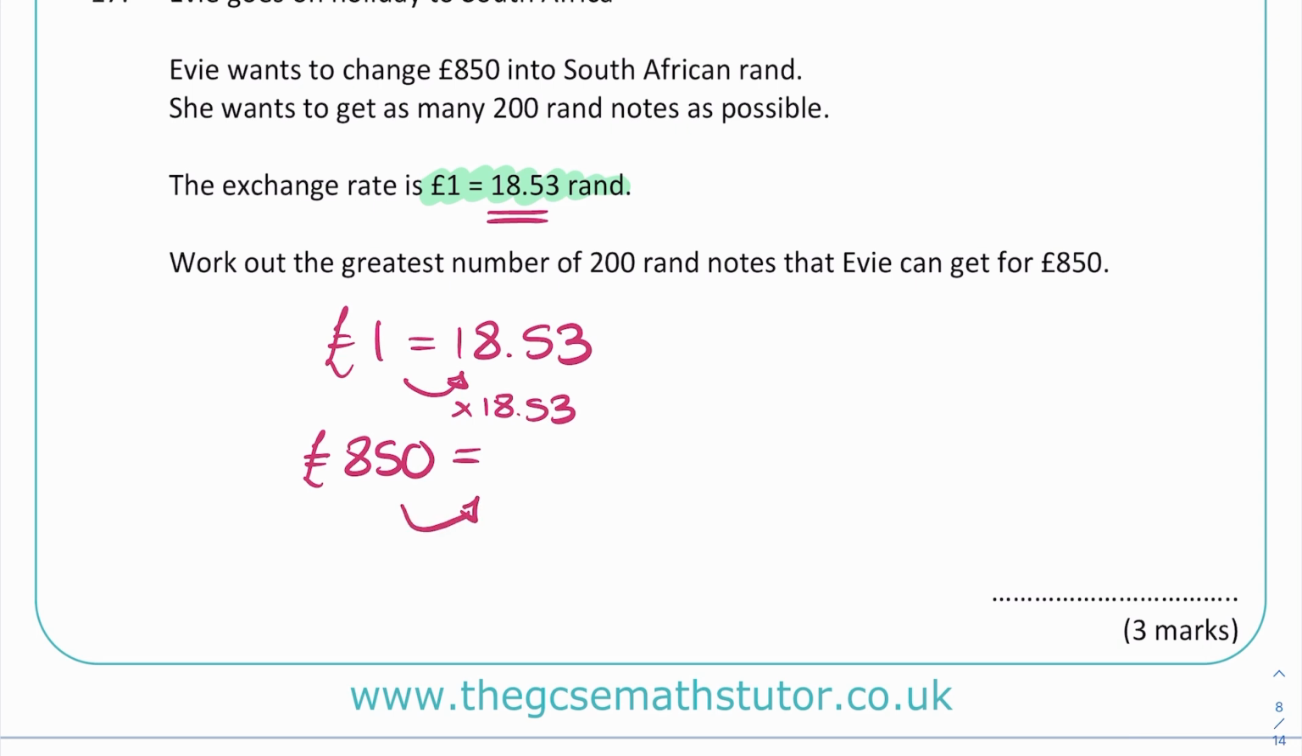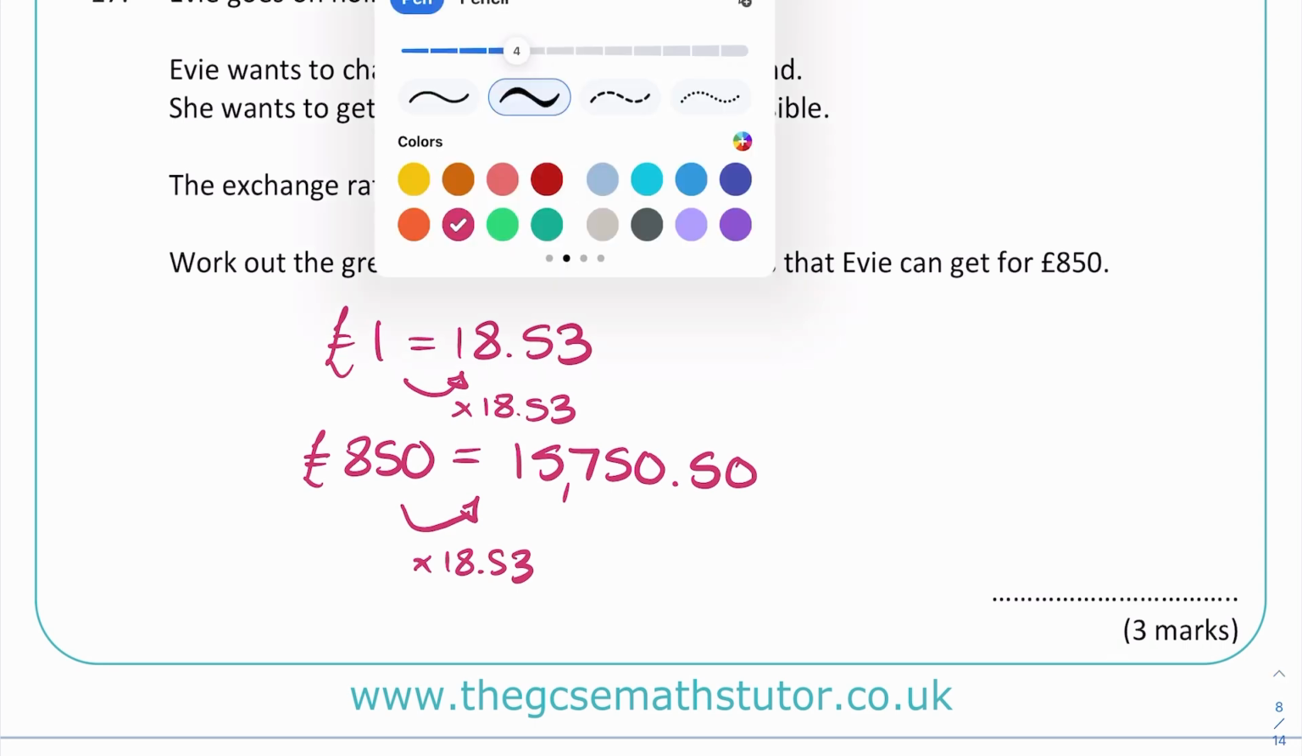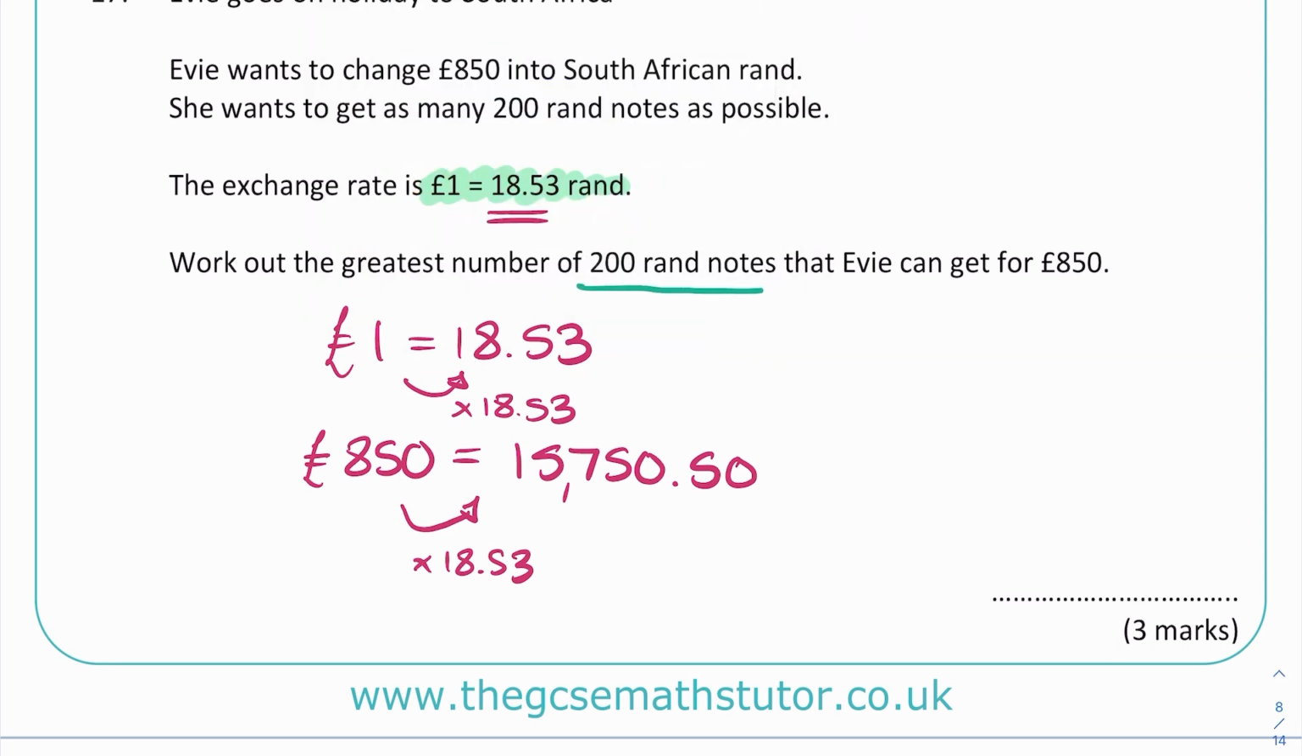So if we multiply by 18.53, again definitely doing this on the calculator, 850 multiplied by 18.53, and here we go, we get 15,750.5. This is money, so 15,750.50 rand. Now we have a similar process to one of our previous questions. We want to know how many 200 rand notes that Evie can get. So we want to divide this by 200, and that'll tell us how many notes she can get.